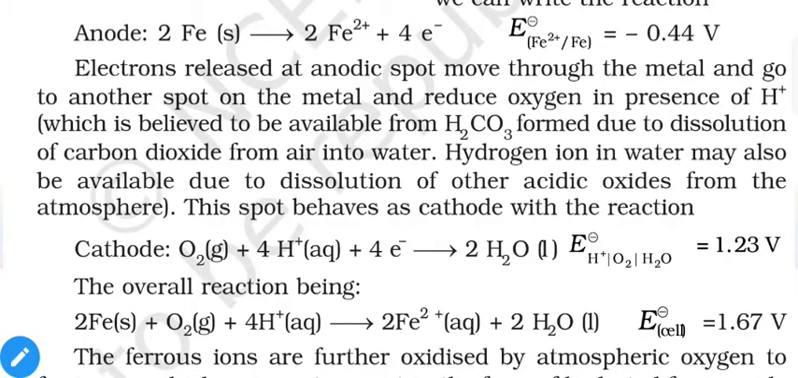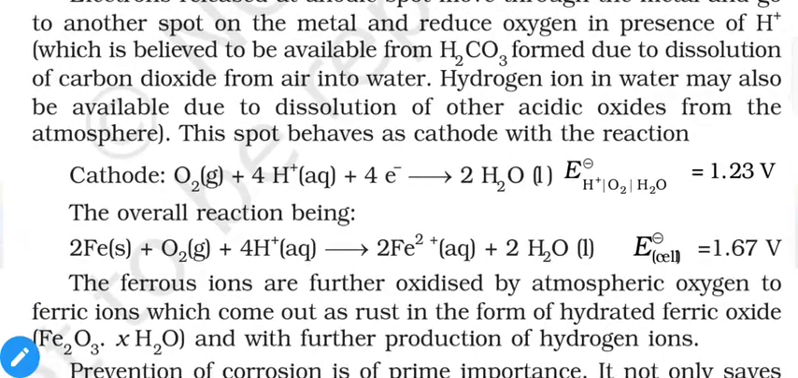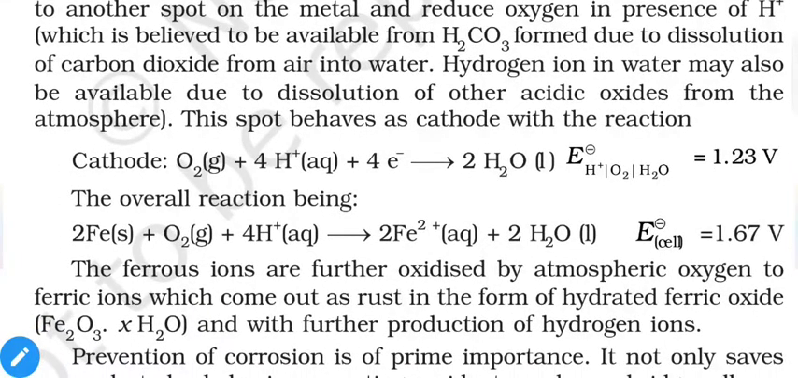So this H2CO3 or carbonic acid will provide H+ in the reaction. Hydrogen ions in the water may also be available due to the dissolution of other acid oxides from the atmosphere. This spot behaves as cathode with the reaction as follows. Oxygen with 4H+ and 4 electrons gives water molecules, and for this reaction the reduction potential is 1.23. So the overall reaction will be 2Fe plus O2 with H+ gives 2Fe2+ and H2O, and for this reaction the cell potential is 1.63, which is positive. That means this reaction will be spontaneous.